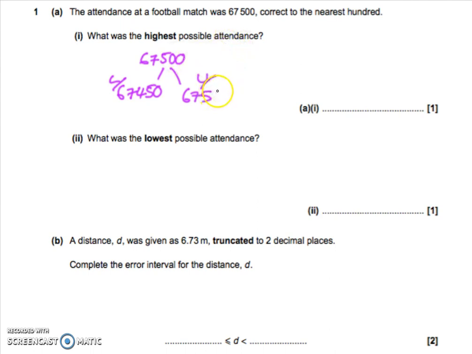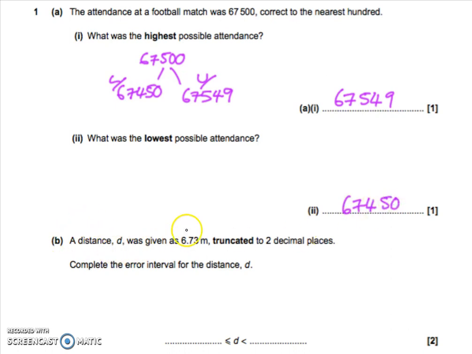So the next possible number that you could do as a human being, because they are discrete pieces of data, is 49. So the highest possible attendance would be 67549, and the lowest possible would be 67450.